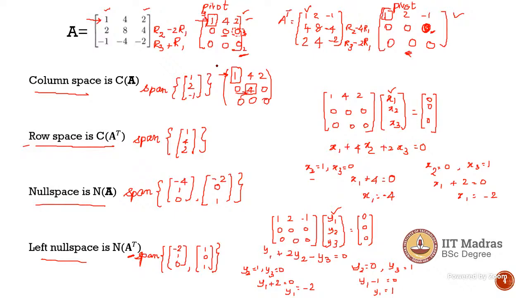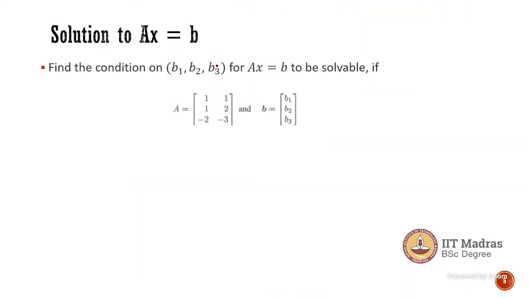Okay, so next is a simple problem. Given a matrix A and a vector B, how will you solve this equation? That is, how do you find whether Ax equal to B is solvable or not? The condition is that B should belong to the column space of the matrix A. That is your condition to check. So how will you check whether a vector is in the column space of this matrix A?